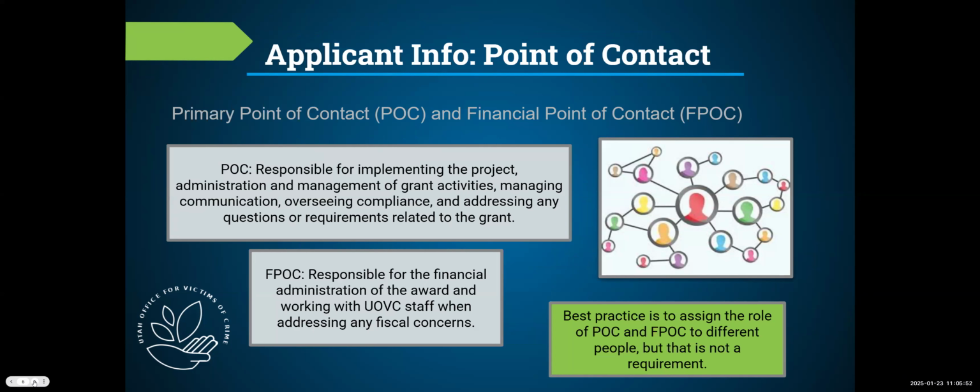Completing the primary point of contact, POC, and the financial point of contact, FPOC, sections provides UOVC with the names and contact information of the individuals that will be responsible for managing communication, overseeing compliance, and addressing any questions or requirements related to the grant. Assigning 2 different individuals to these roles increases internal controls, reduces risk, and ensures coverage if the main POC cannot be reached. UOVC does not require that the POC and FPOC be different people, but we do consider it best practice.